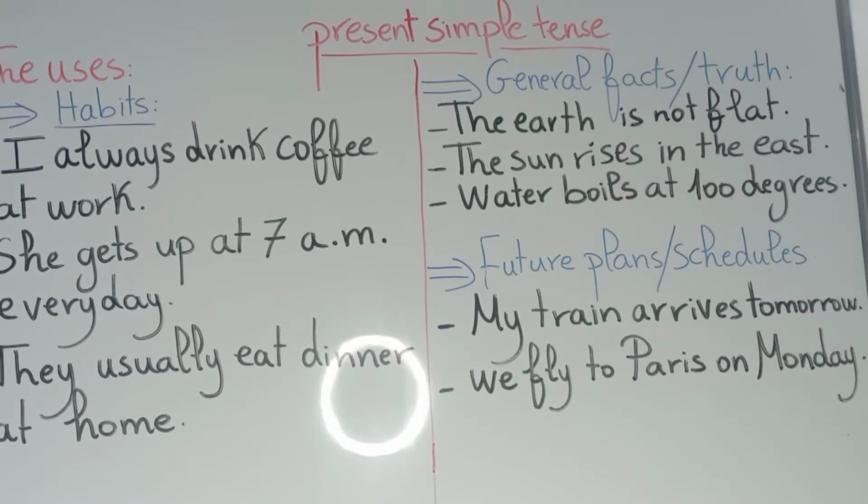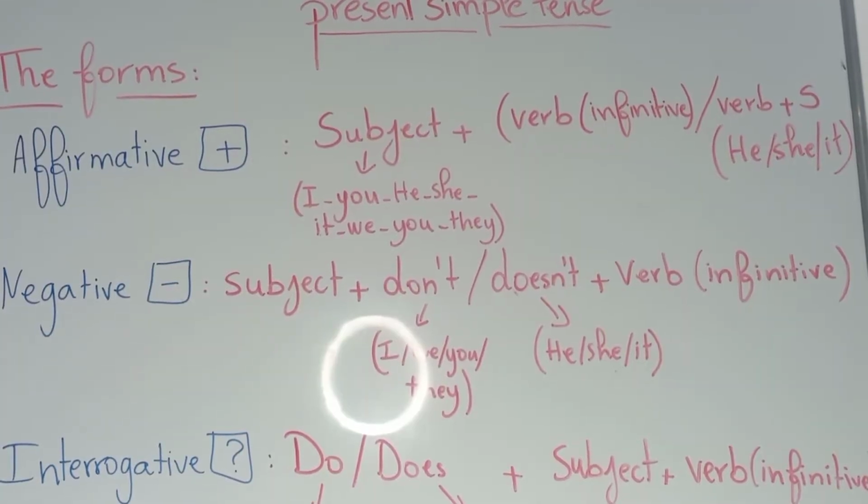Now let's move on to the forms of the present simple. So here we're talking about the forms. What are the three forms of the present simple? So there is affirmative, negative, and interrogative. Let's repeat one more time. Affirmative, negative, and interrogative when you ask a question.